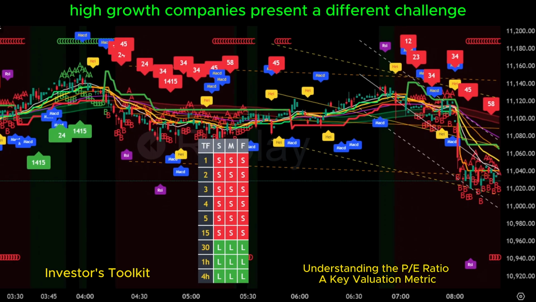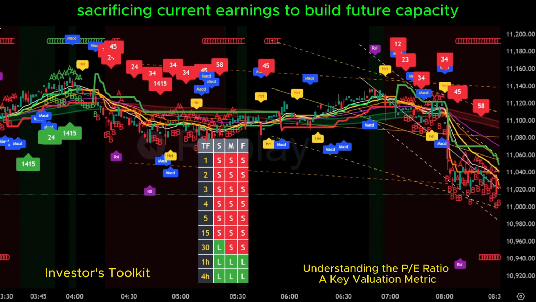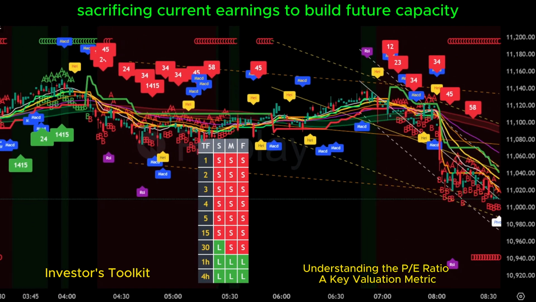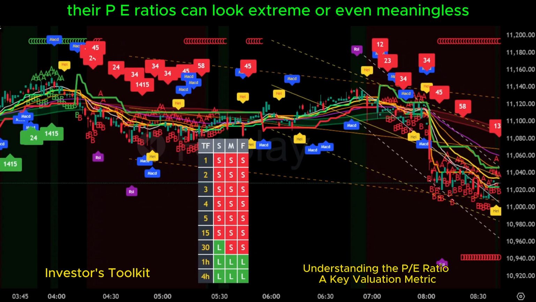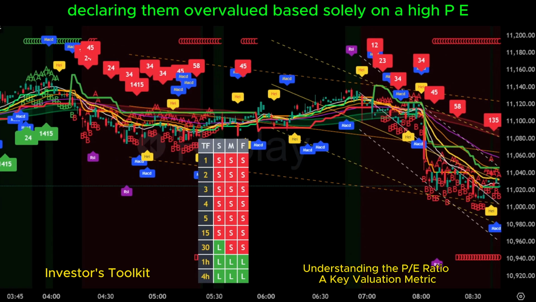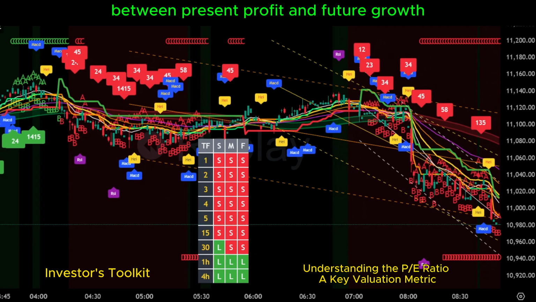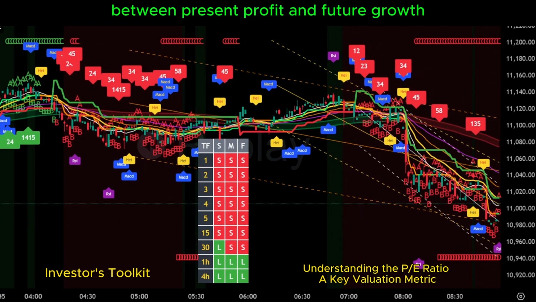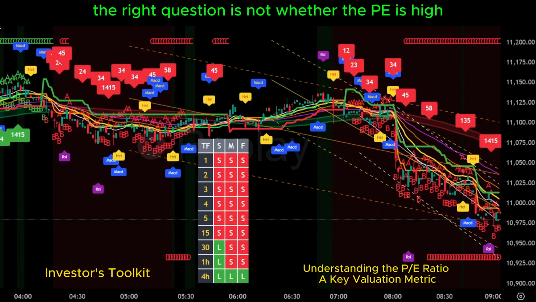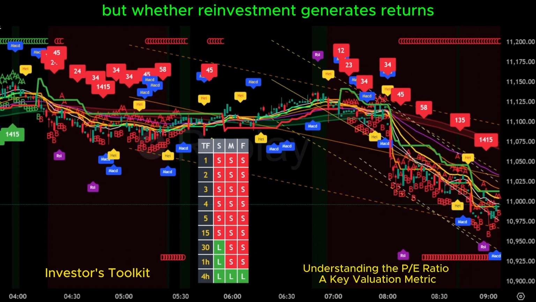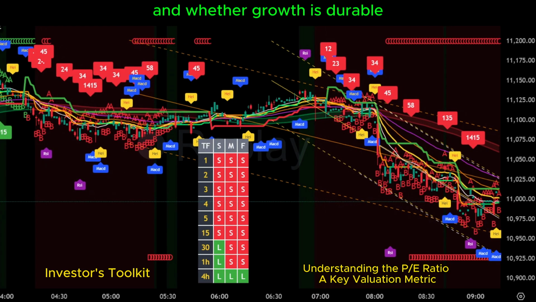High-growth companies present a different challenge. Many reinvest heavily, sacrificing current earnings to build future capacity. Their PE ratios can look extreme or even meaningless. Declaring them overvalued based solely on a high PE ignores the intentional trade-off between present profit and future growth. The right question is not whether the PE is high, but whether reinvestment generates returns above the cost of capital and whether growth is durable.